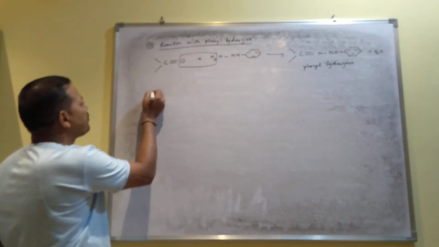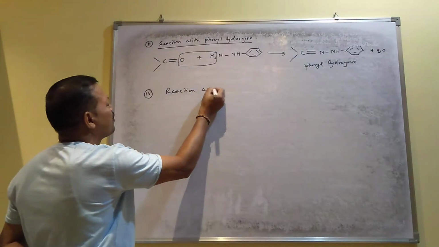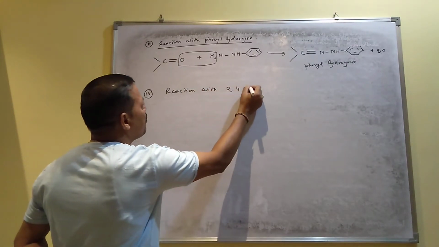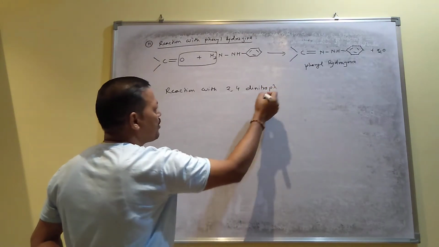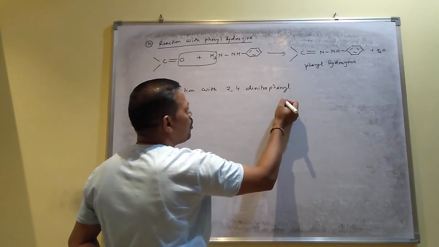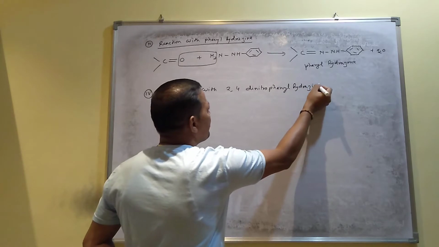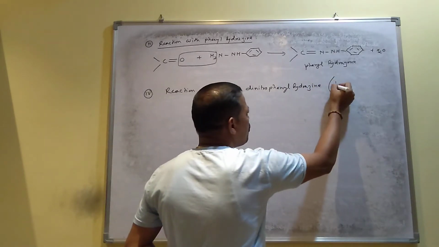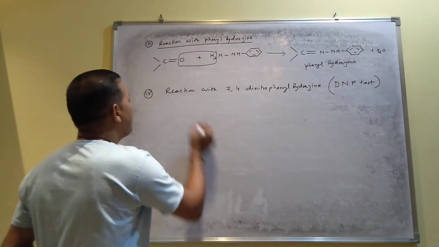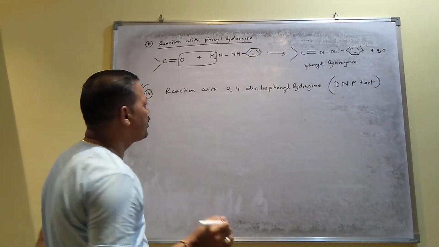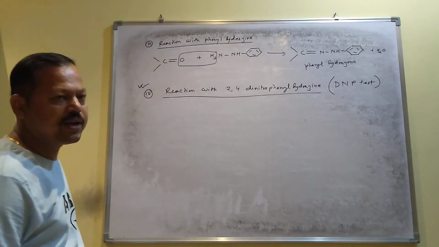Number 4, reaction with 2,4 dinitrophenylhydrazine. This reaction is also called, in short form, the DNP test. This reaction is very important. I will show you what a DNP test is. Reaction with 2,4 dinitrophenylhydrazine.